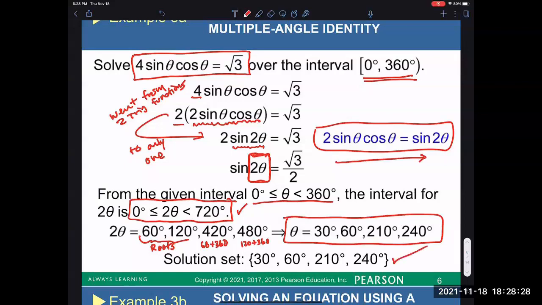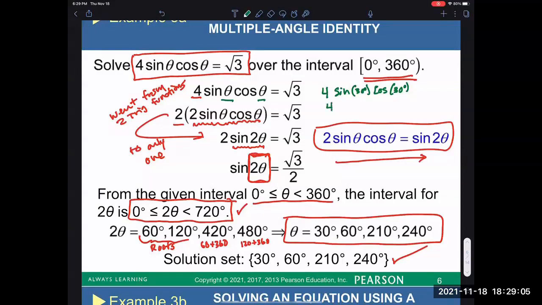So there were 4 solutions. And again, you could check any of these by plugging them into the original equation and making sure that you end up with square root of 3. Let's try that just once. Why not? So checking, let's just check 30 degrees. If I take 4 times sine of 30 degrees, cosine of 30 degrees, I've plugged 30 degrees in for theta in both places, and I'm hoping to see that it comes out to square root of 3.